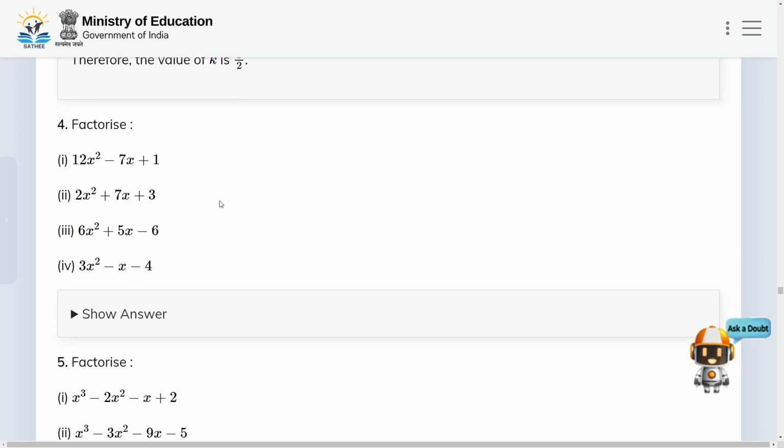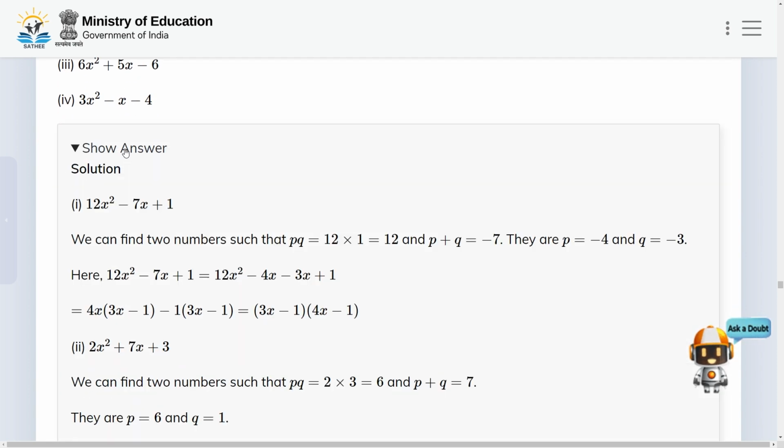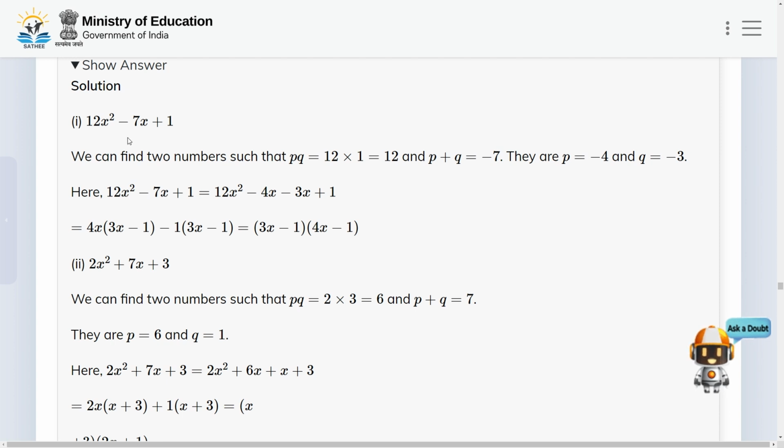Okay, so now let us move to the next problem. In the next problem, we have to factorize quadratic polynomials. Okay, so let us factorize. The first one is the quadratic polynomial 12x square minus 7x plus 1.